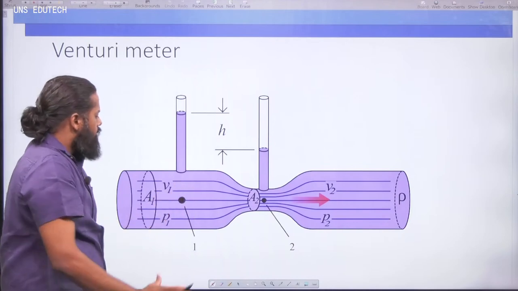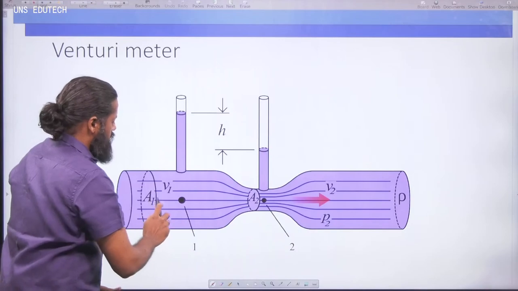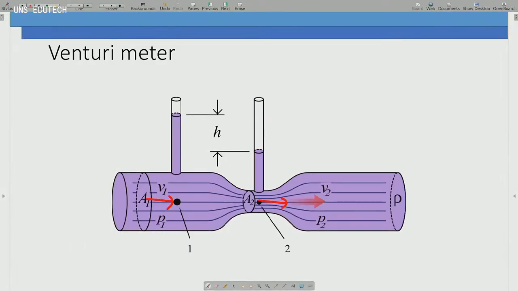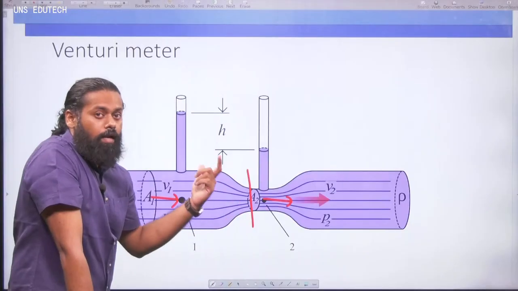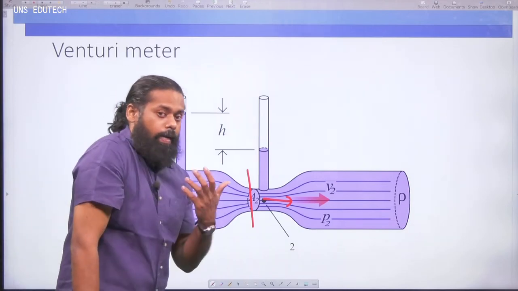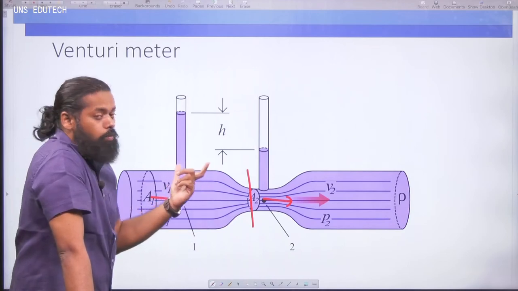Here the continuity principle is applied. If the velocity is v1 here, at a constriction, this is actually called the vena contracta. Vena contracta is nothing but a converging diverging nozzle. So this section is called the vena contracta, and this can be used in long oil pipes or water pipes, so that without knowing the flow velocity, you will be able to do the measurement.